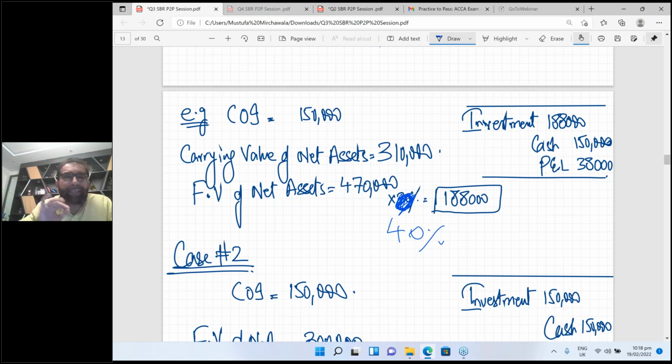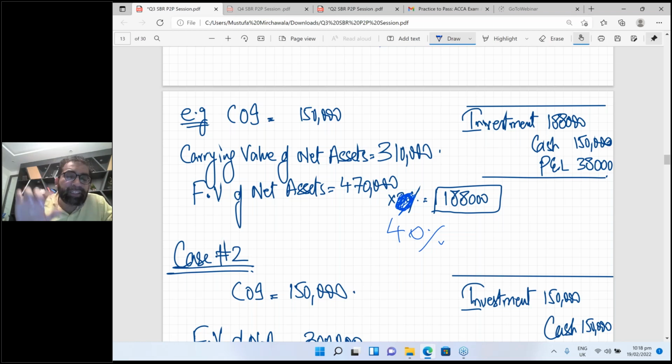Now the second case, I'm talking about subsidiary. Your COI is 100,000, but the fair value of net assets is 120,000. So there will be a gain on bargain purchase. Some people call it negative goodwill, but the real word is gain on bargain purchase. Now the exact accounting is applied in associate as well.